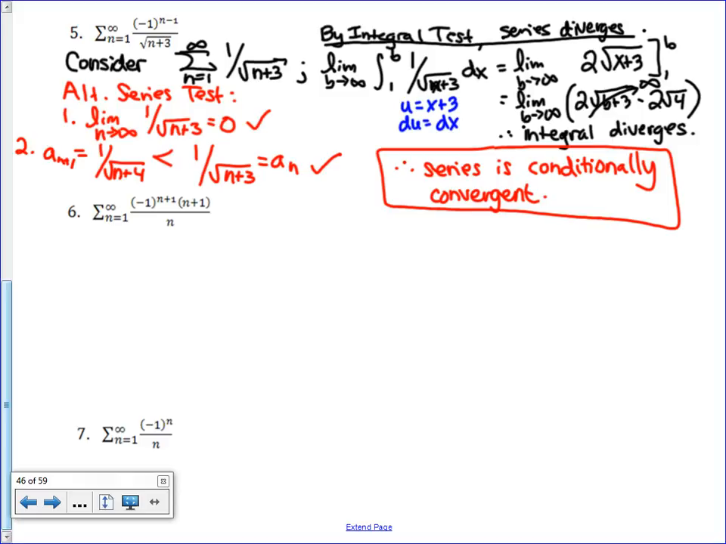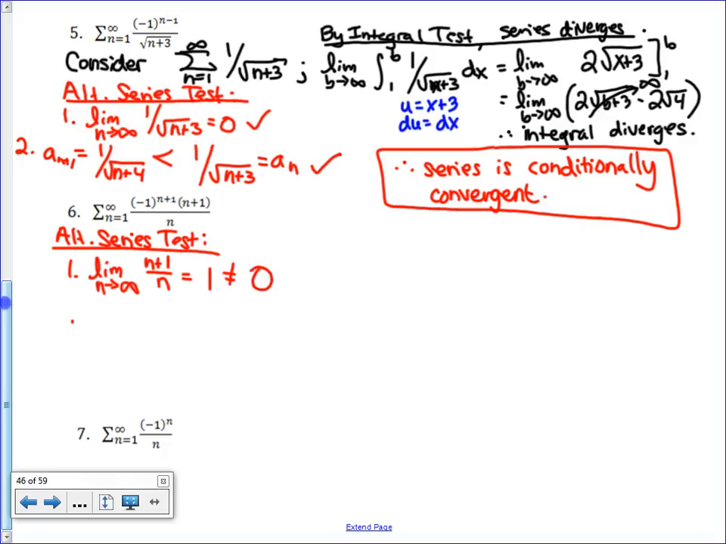But I do check for nth term, because right now if you look at this, if I was going to do the alternating series test first, or even if you just look at it, the limit as n goes to infinity of a sub n is 1. And since it's 1, it's not 0, then I can go straight to my series diverges, completely diverges, by the nth term test.